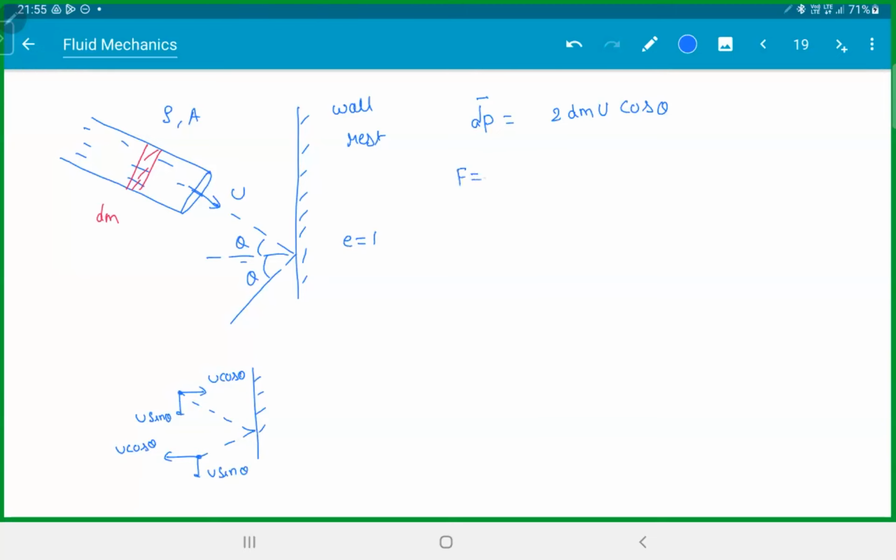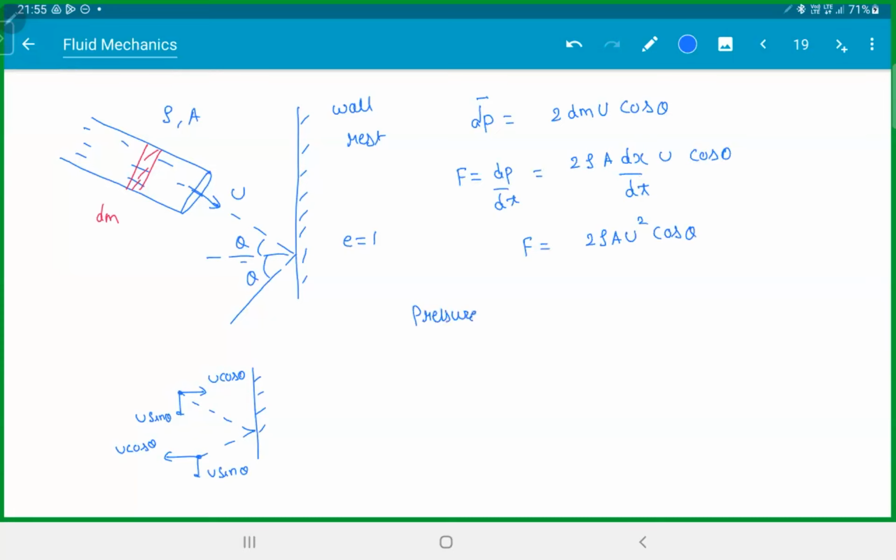So force will be dp by dt. Now just be a little careful here. There's a small trap here. By dt. Is it clear till here? So force will be 2 rho A u square cos theta. Now tell me one thing. What is pressure here? F by A, no? What is that A here?